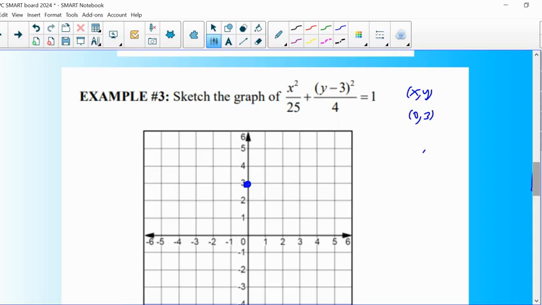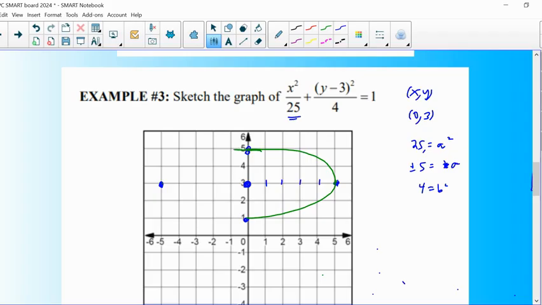Okay, so 0, 3. And then, because 25 is the larger of the two numbers, 25 represents a squared, which means plus or minus 5 is our a value. So in the x direction, we go out 5, we go out 5, and then the square root of 4 is 2. So 4 represents b squared, so we go up 2, down 2, and we draw our ellipse. So here we go. There we go. Draw our ellipse.